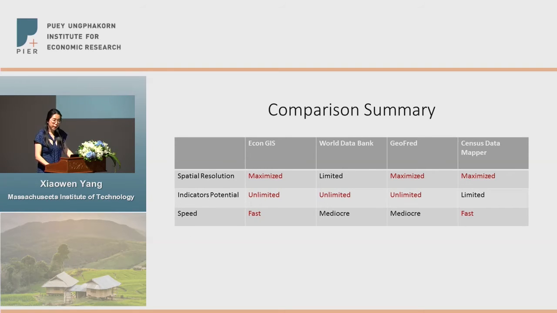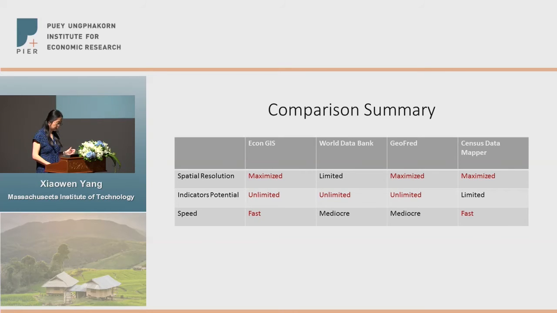And now is a comparison of our GIS website with other social science GIS websites. The reason I mention social science is that a social science GIS website is very different from a typical GIS website. I will explain later. We believe to compare all these kinds of websites, there are 3 dimensions. The first is the spatial resolution. You should be able to provide information as detailed as possible.